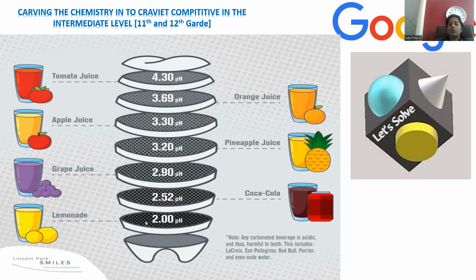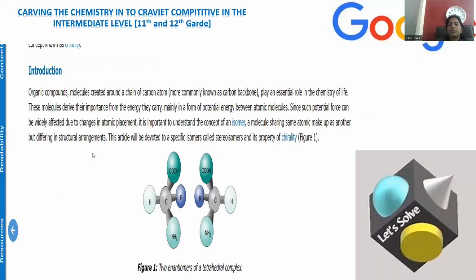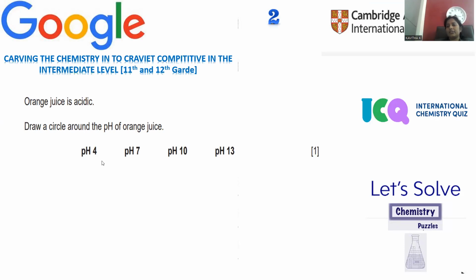If you see lemonade, whose pH is 2, and Coca-Cola, the soft drink, pH 2.52 will be there. And grape juice, if you are taking that, pH will be 2.9. Pineapple pH is 3.2, right? Then apple juice, if you are taking, 3.30 pH will be there. Orange juice we have 3.69. Tomato juice has 4.3. Sorry. So this is the way different pHs are mentioned, and orange juice has a pH of 4. So for question number 2, option number 1 is the correct answer.